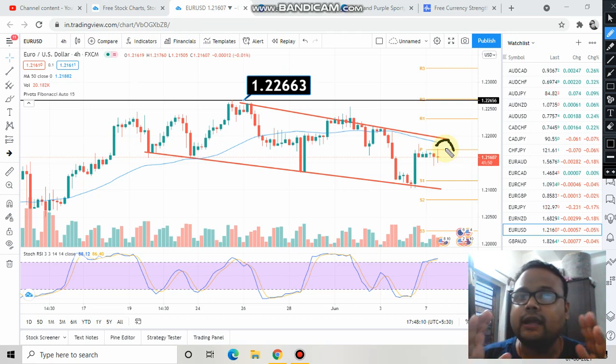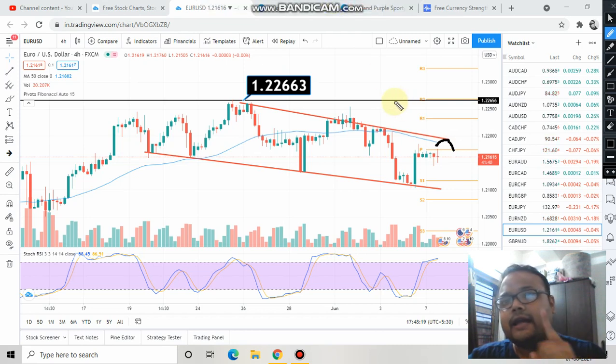But if you do not want to take risk and if you want to stay with the trend, then do not short the market. If you want to take some risk and you see that yes, the possibility is good, the market will go down, then you can short the market. So this is your second trading possibility or opportunity.